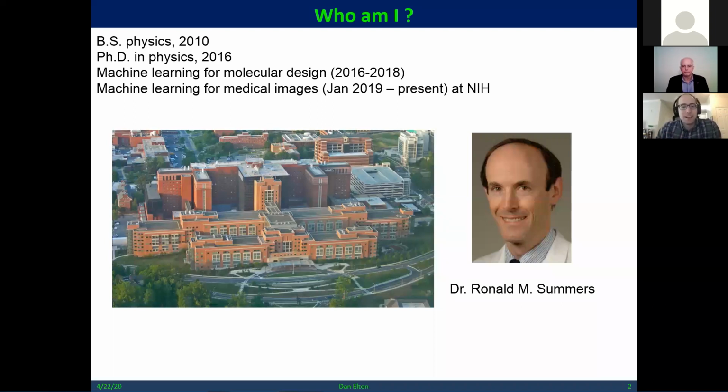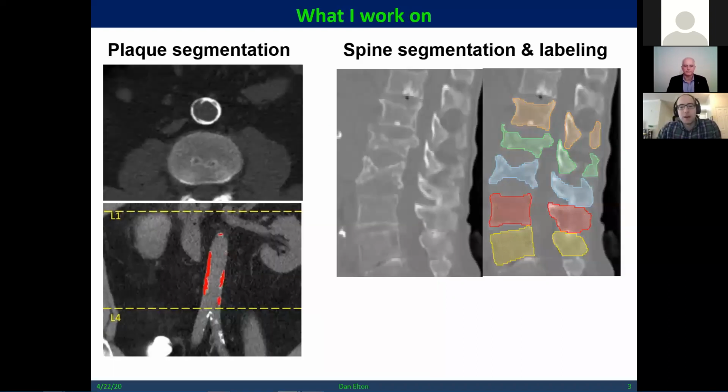So I'm not going to go into that, but more recently, about the past year or so, I've been working at the NIH. That picture in the last slide was just showing the building I work in. It's a hospital, which is one of the largest research hospitals in the world. And the other guy there is the guy I work for. But what I've been working on is shown here.